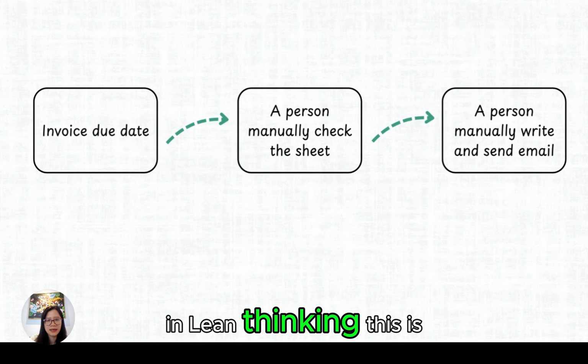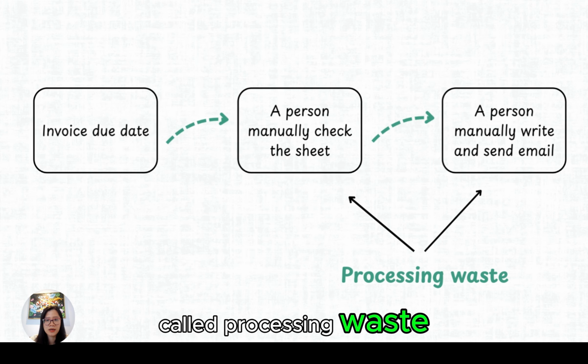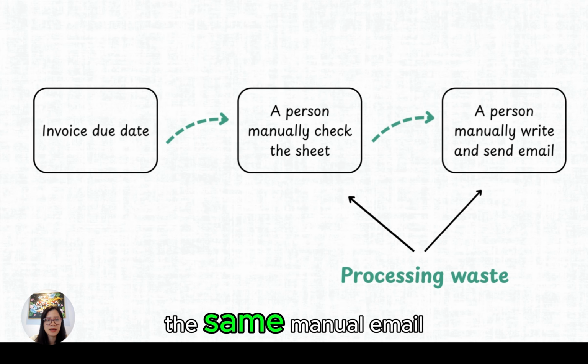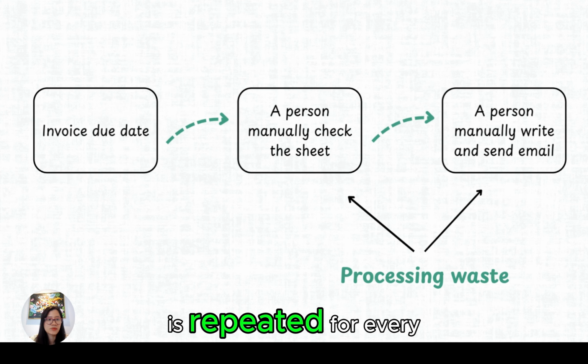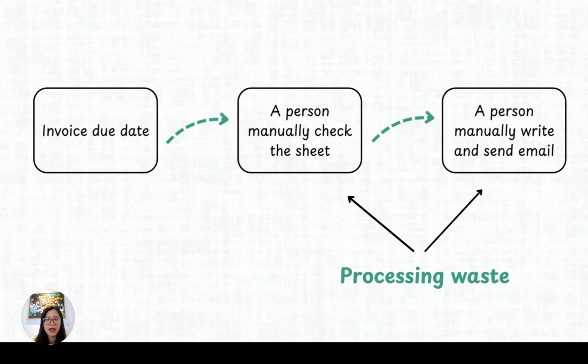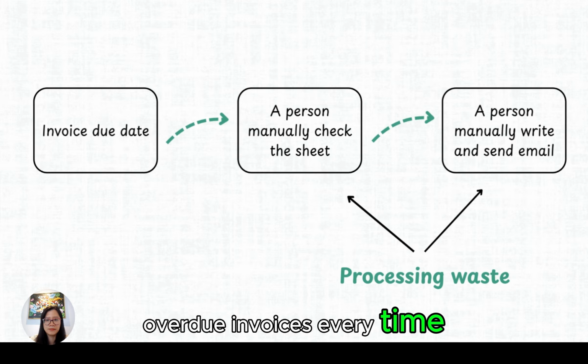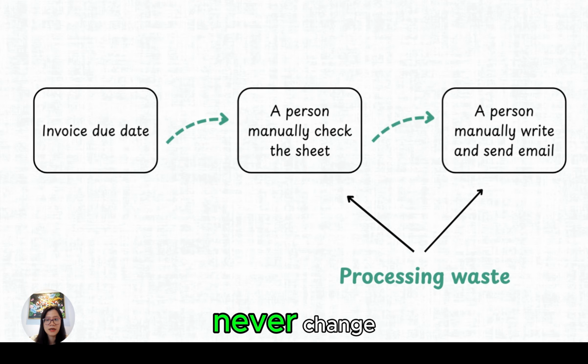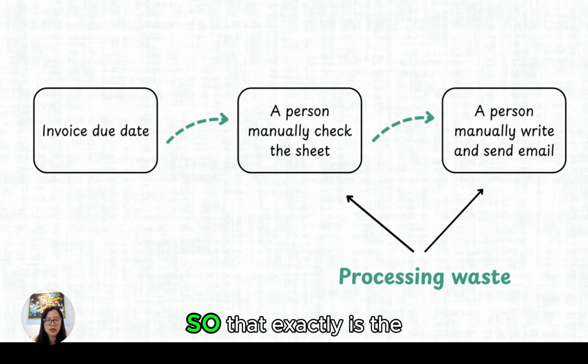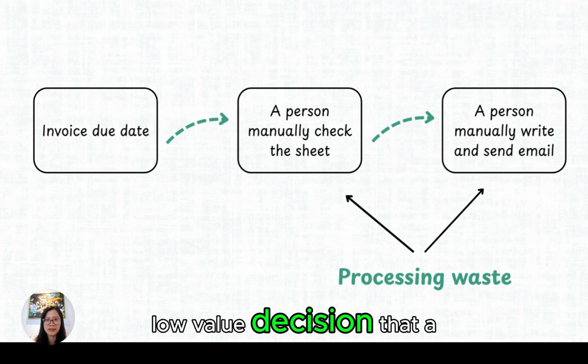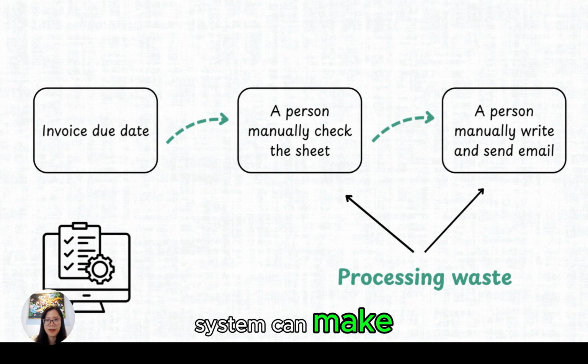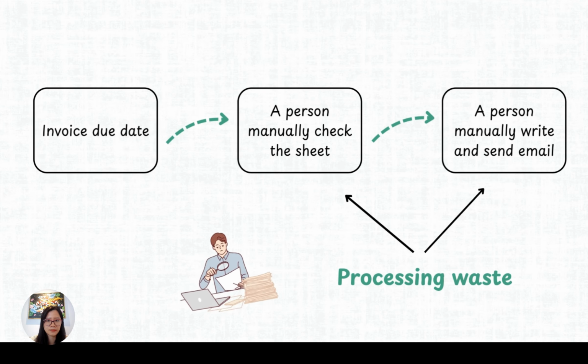In lean thinking, this is called processing waste. The same manual check and the same manual email is repeated for every overdue invoice every time, and the logic behind it never changes. Is it overdue yet? How many days overdue? That's exactly the kind of repetitive, low-value decision that a system can make instead of a person.